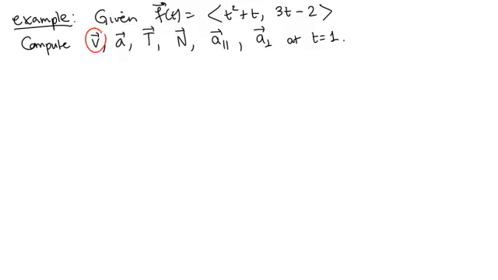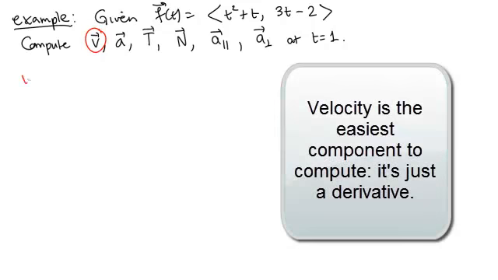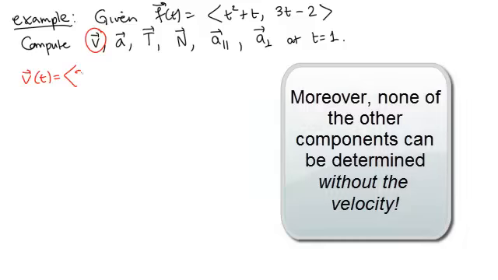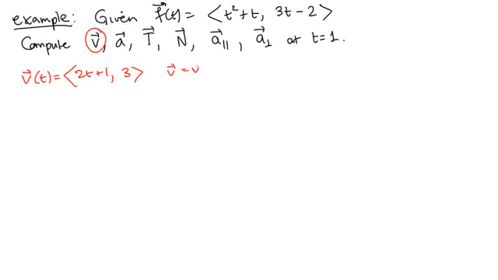Out of this bunch, v is the easiest to do because v is just a derivative. So for v of t, we'll just differentiate our function. We'll get 2t plus 1, comma 3. And if we evaluate that at 1, we get that v, the velocity at 1, is 2 plus 1, comma 3. So we get the vector 3, 3.